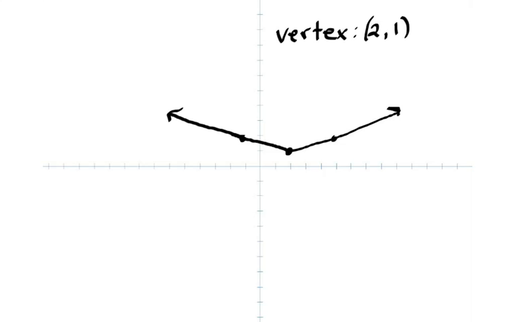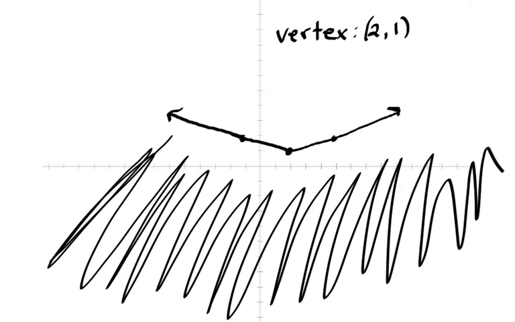Now we go back and we can look at our equation, and we can see that it was less than or equal to, so we have a solid line. We can go ahead and shade that in, and that's the solution.